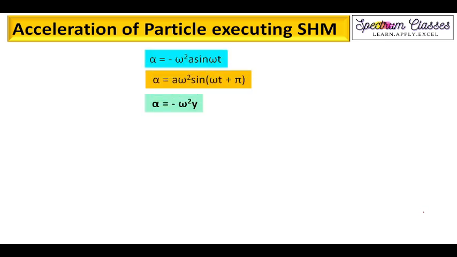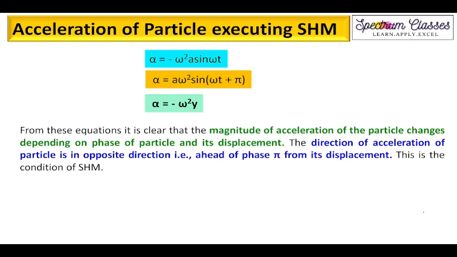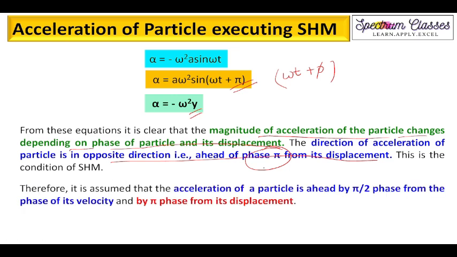Now I'll just summarize these three equations. From these equations we can understand that the magnitude of acceleration of the particle depends on the phase of the particle and its displacement. This is the phase, sine omega t plus phi, where phi is equal to pi by 2, and the displacement in this equation is ahead by pi phase but in the opposite direction. That we will discuss in the upcoming slides.